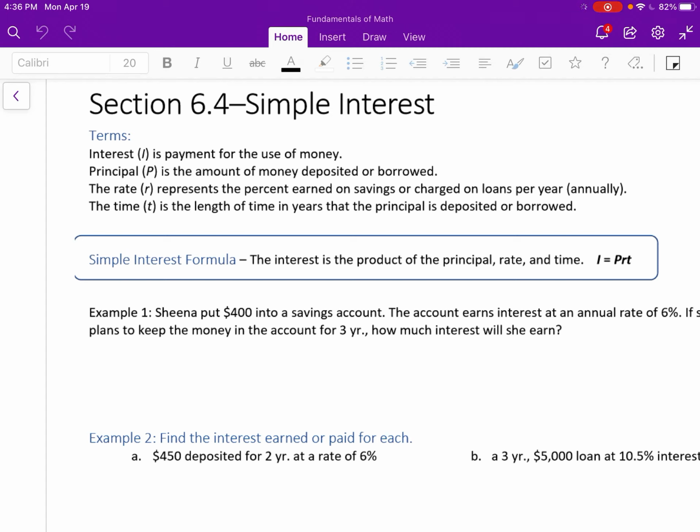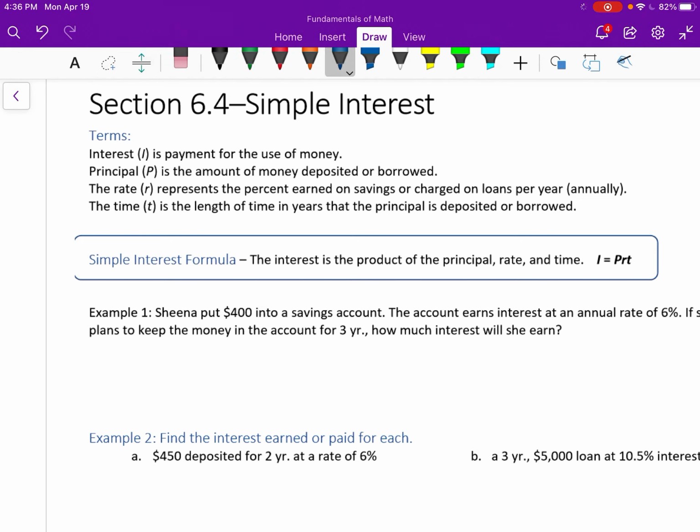P, or principal, we use the letter P. Principal is the amount of money deposited or borrowed, whichever you're doing, investing or borrowing. So that's the amount that you invest or borrow. The rate, we use R, represents the percent earned on savings or charged on loans per year. And we write that as a decimal, just like we have before when we've talked about percent.